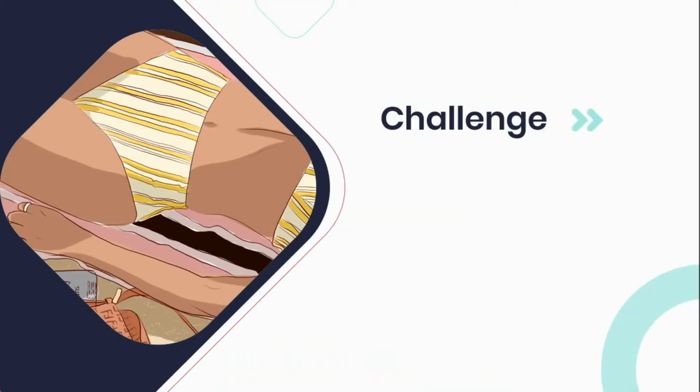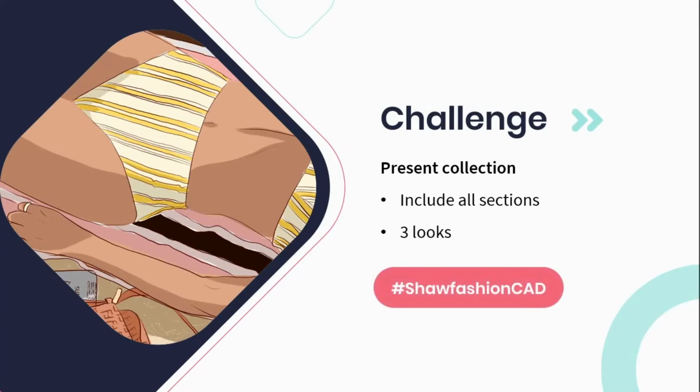Your challenge for this lesson is quite a big one. I want you to present your collection including all of the different elements or sections, and that includes the cover, collection description, buyer persona, inspiration boards, so that is your mood, color, and textile boards, your final lineup, and your technical sheets. You can use the collection you have designed in the previous lesson, or you can create a new one, as long as there are 3 different looks. Please remember to tag Shaw Academy and use the hashtag ShawFashionCAD. I hope you have lots of fun being digital designers.